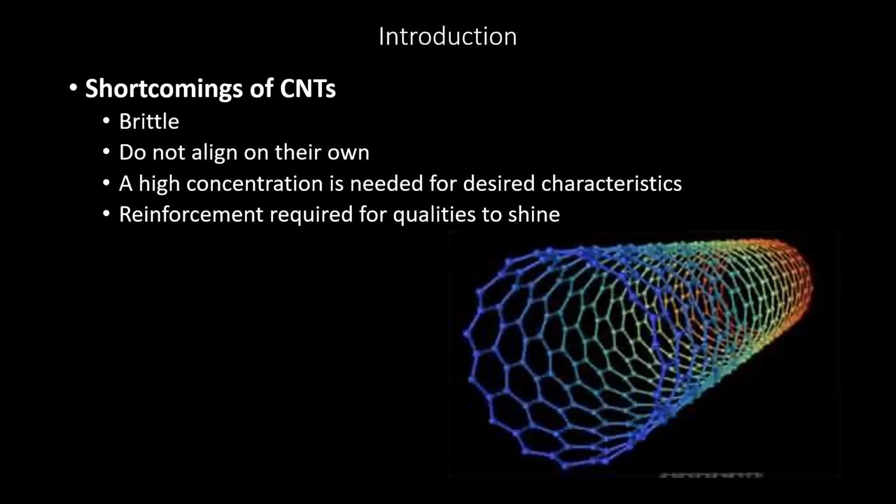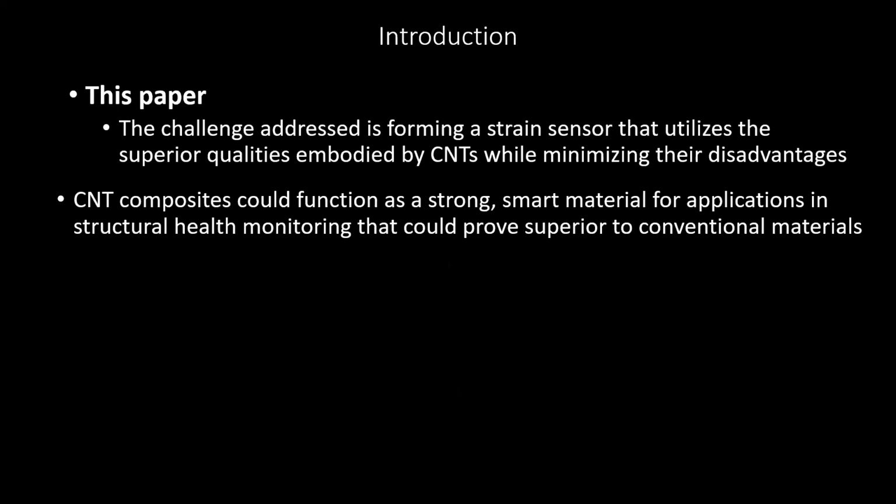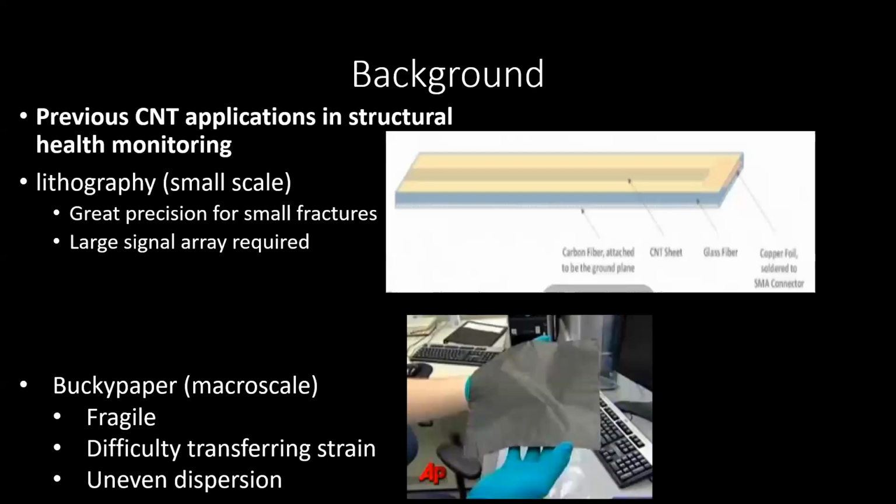CNTs are not without their issues, however. They are brittle and prone to fracture under non-tensile stress. They do not align on their own and require a material to mesh into, and a high concentration and even dispersion is needed for their talents to truly show themselves. This paper broaches the idea of creating a CNT composite that is flexible enough to undergo great strain while also still maintaining a high enough concentration of CNTs for their inclusion to be worthwhile.